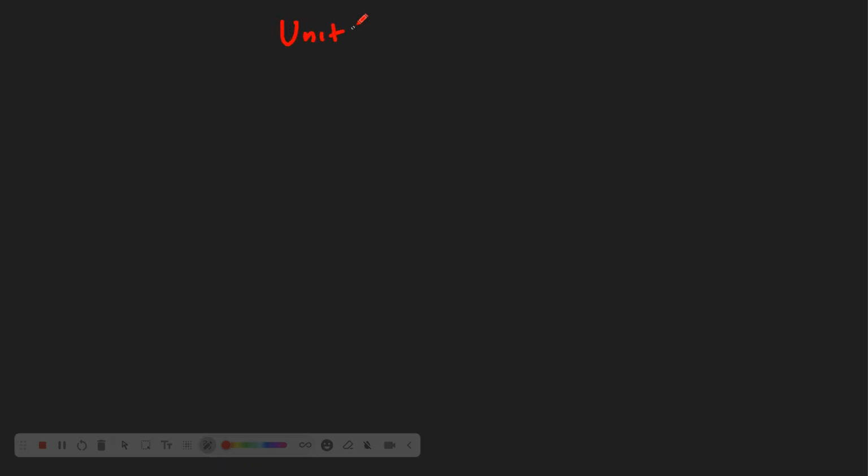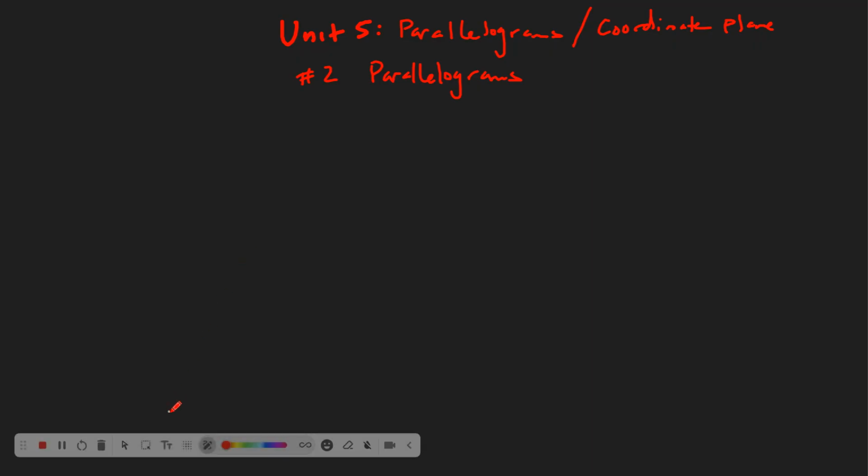So again, we are in Unit 5, which is about parallelograms and the coordinate plane. And this lesson, lesson 2, is all about parallelograms. Right, so again, these are quadrilaterals. They are four-sided figures. They have special properties, and we're going to list out those properties today. But let's start with the definition. Now, hopefully, in the word parallelogram, you see that word parallel.